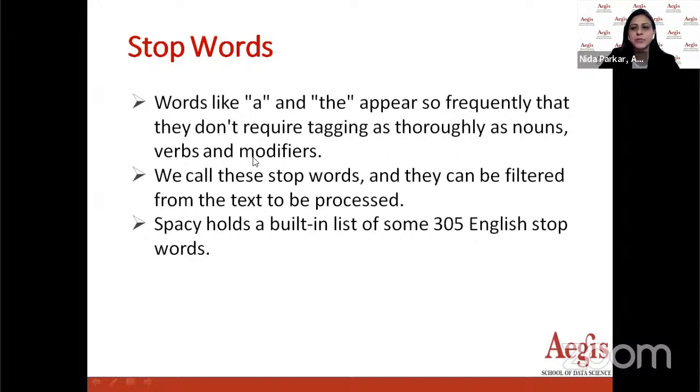So what we do is we remove these stop words using pre-processing techniques. You can use regular expressions, and libraries like NLTK and spaCy have built-in functions which allow us to remove these stop words. For example, spaCy holds a built-in list of around 305 English stop words. Probably it may have increased now. That also depends on which language model you're using. For spaCy, we can use a language model which is small, medium or large. Depending on which model you are using, it tells you how many stop words you have.